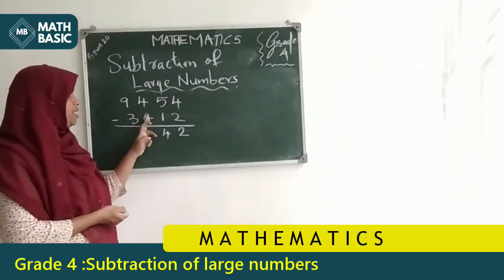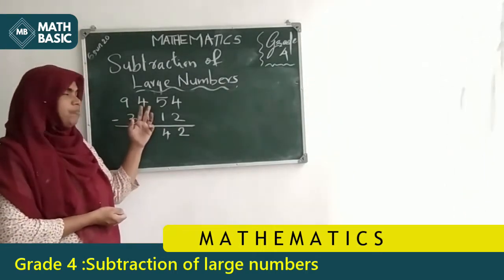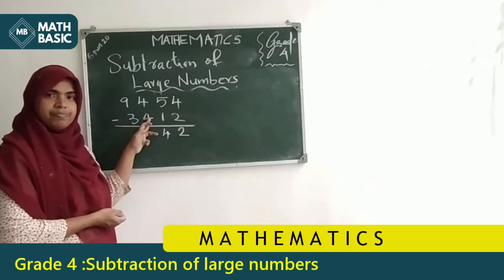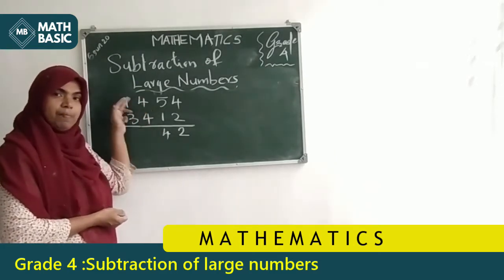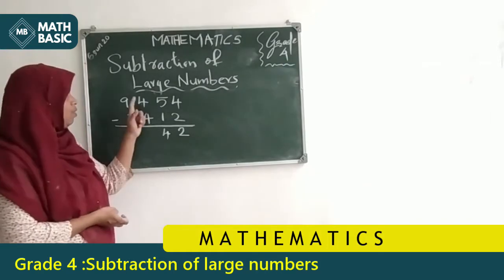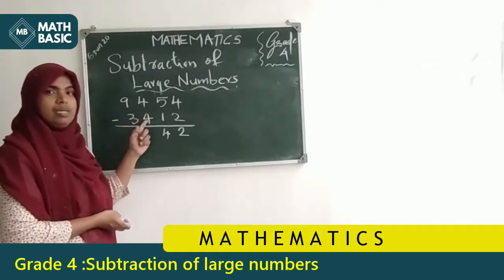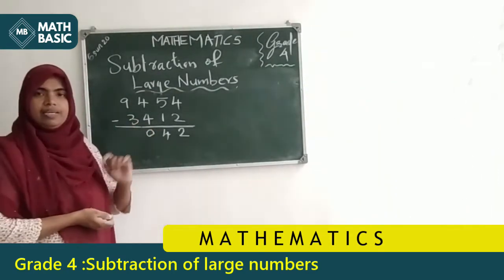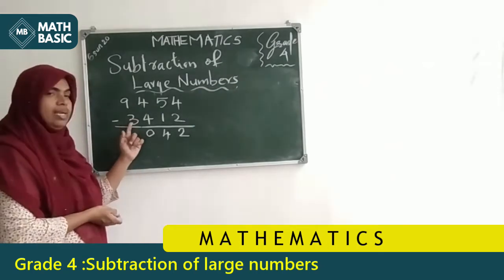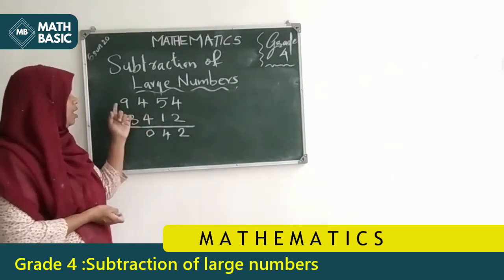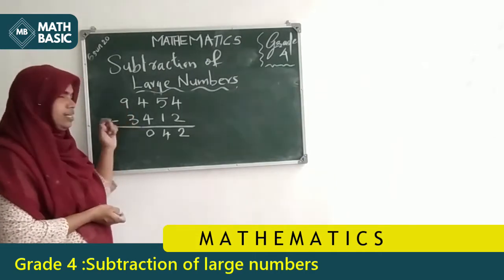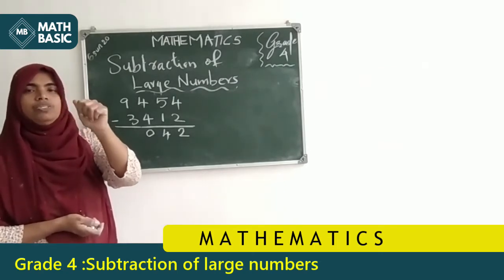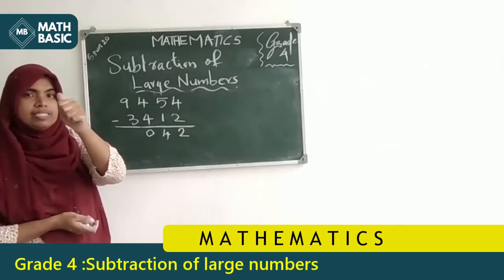Then 4 minus 4, how can we do? Any number subtracted from the number itself gives 0. Or counting backwards from 4 gives 0. Very easy. Then here 9 minus 3 is taking 3 away from 9. Counting backwards: 8, 7, 6, 5, 4, 3. How many numbers? 6.